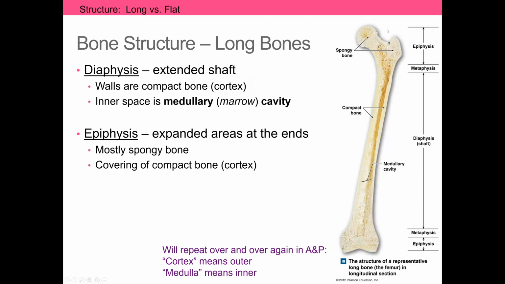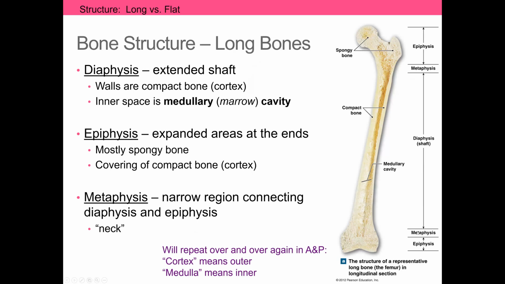The very ends of the bone, so you have an end on both sides, is the epiphysis. This is the expanded areas at the ends. This is composed of mostly spongy bone. So on the inside, it's all spongy bone, and you can have bone marrow here as well. And then there is a very thin layer of compact bone on the outside, again called the cortex. And then the metaphysis is like the neck. So the metaphysis joins the epiphysis to the diaphysis. So it's the narrow region. So think of it as like a neck between the rounded ends of the epiphysis and the diaphysis shaft in the middle.